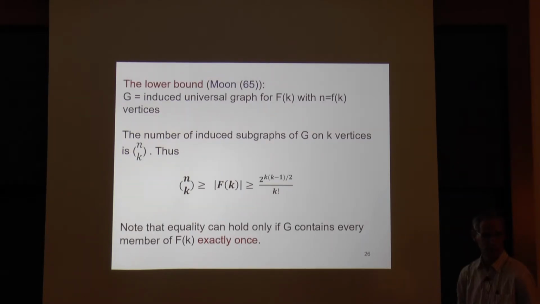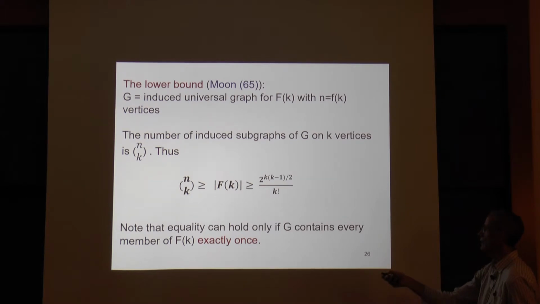So let's see the lower bound, and that will indeed lead us to some questions about the frequencies of things. So it is a lower bound, it's just counting. Suppose G is an induced universal graph for some family F of k. Here it's the family of all graphs, but what I'll say works for every family. Then the number of induced subgraphs of G on k vertices is, of course, n choose k if n is the number of vertices, right? We just have to choose k vertices. And now we look at all the induced subgraphs. Of course, their number has to be at least the number of members of the family, because in the best case, we get each one exactly once.